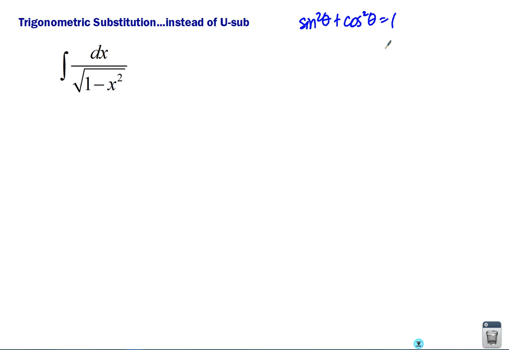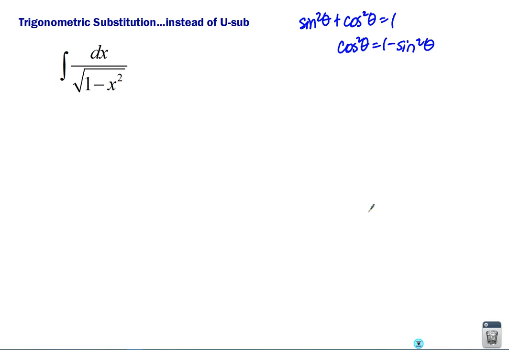So I have a 1 minus x squared in my denominator. Well, I know that if I were to rearrange this, if I were to move this over, I would have cosine squared theta equals 1 minus sine squared theta. I could have also subtracted the cosine squared to the other side. I just went ahead and did the sine squared for right now. So while this is close to this, it's not quite the same, but basically what I want to do is, instead of having an x squared right here, I want to replace it with sine squared.